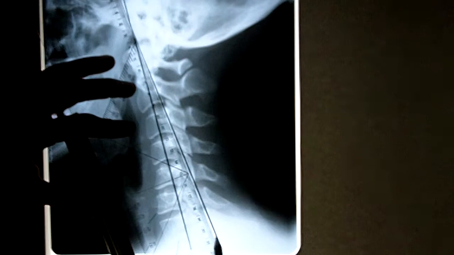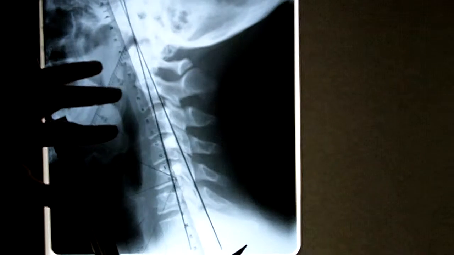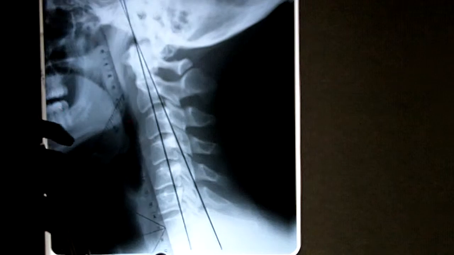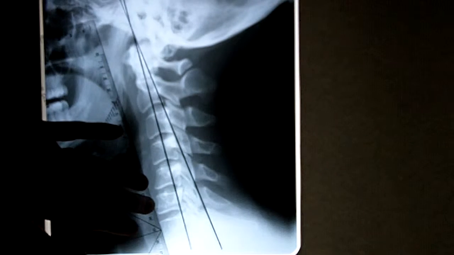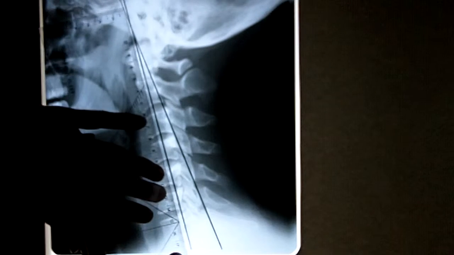The first line we're going to match up with is right at C2, the posterior aspect. We're going to draw this line straight on down. The second line we're going to draw is at the back of C7. And if you can't see 7 very well, start at the front of it and roll back, just like this. And it matches this line perfectly.